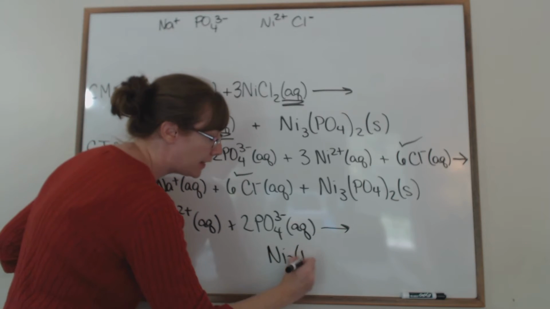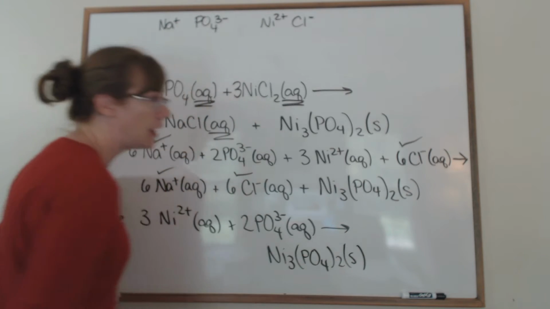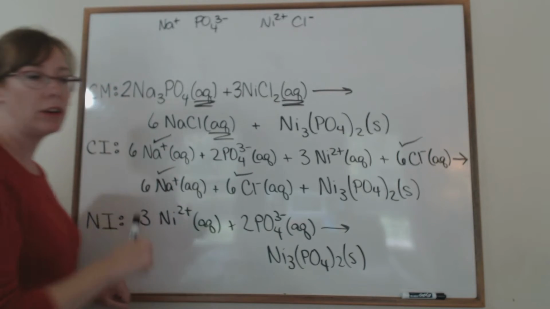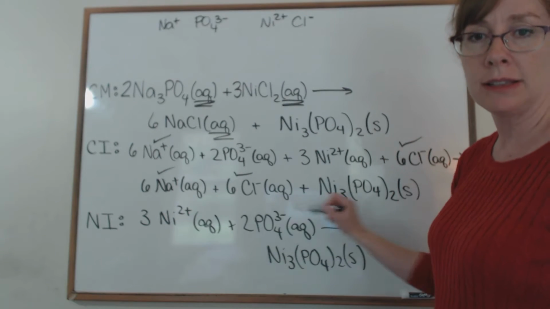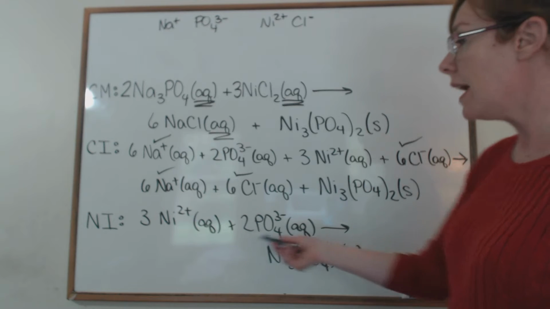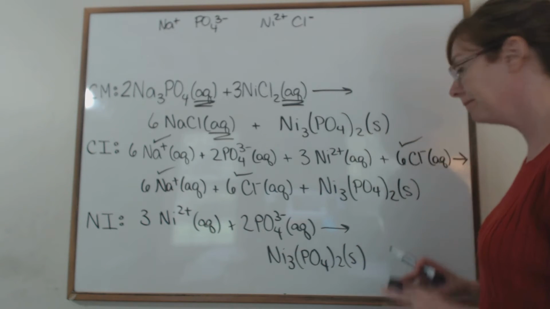And once again, if I did everything correctly, you shouldn't have to be rebalancing it every single time. If it was balanced at the complete molecular, it should just have stayed balanced. And you can see that it does. There's 3 nickels on both sides and 2 phosphates. So the net ionic equation is just literally the formation of the precipitate.